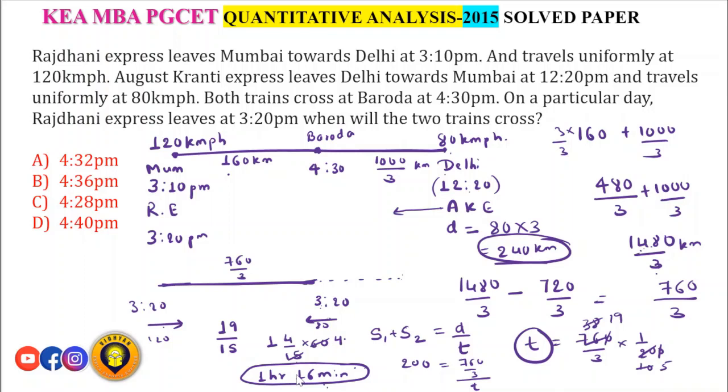So 3:20 plus 1 hour 16 minutes. 3:20 plus 1 hour is 4:20. 4:20 plus 16 minutes is 4:36. At 4:36 p.m. these two trains will cross each other.